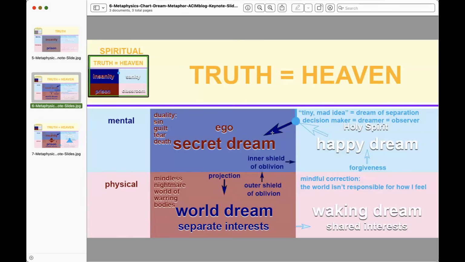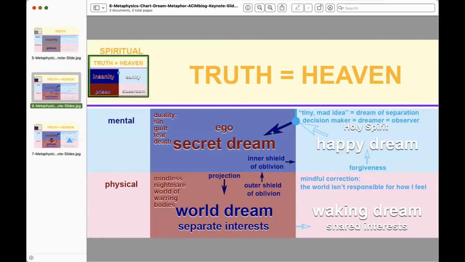But the outer shield of oblivion is where we spend most of our time, it would seem. I'll speak for myself. If I look at the typical day, most of my time is just doing that lesson 5 stuff, realizing, okay, it's not the world doing it to me. That's the outer shield of oblivion that says the world seems to be the problem.